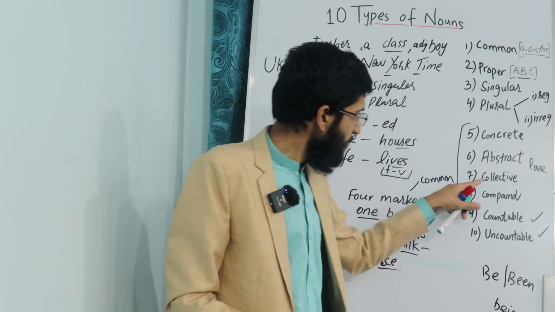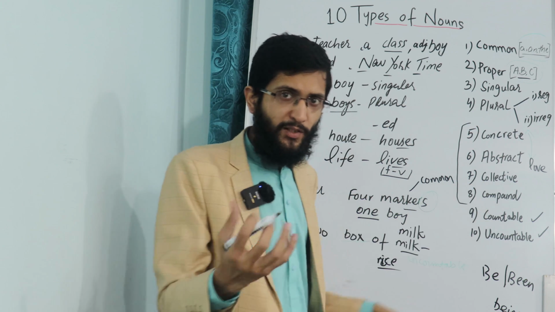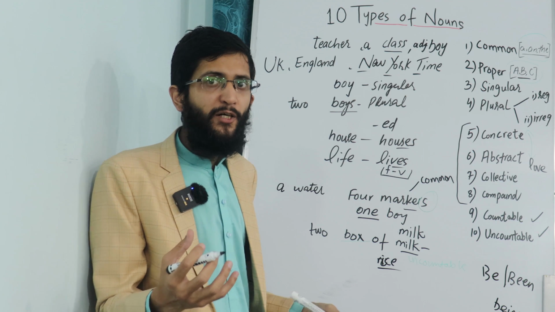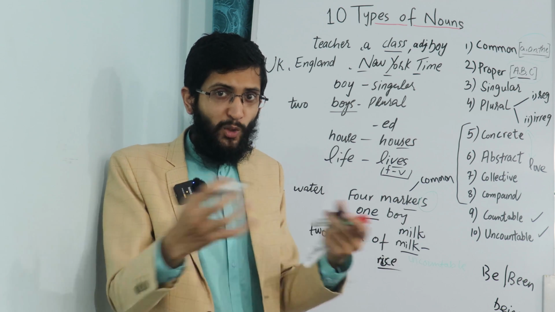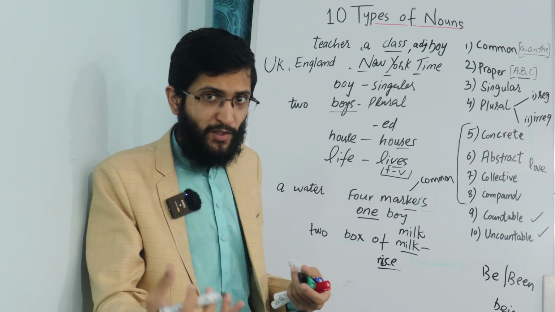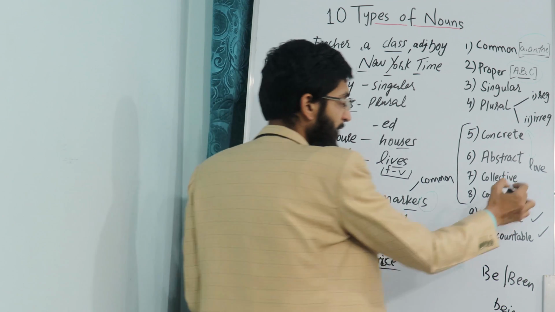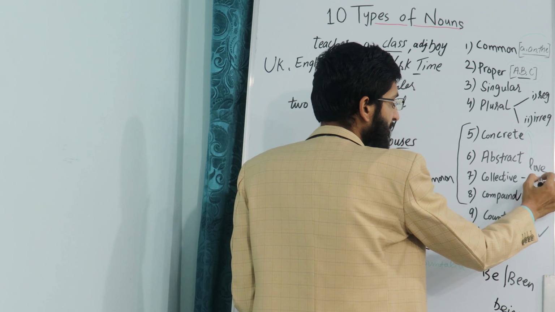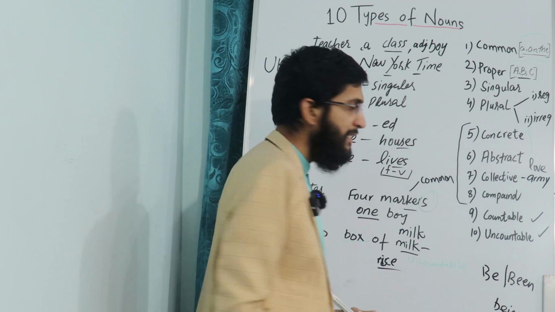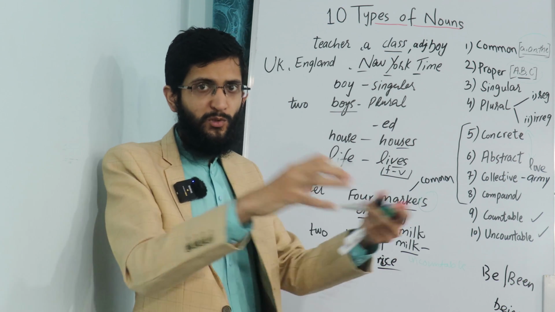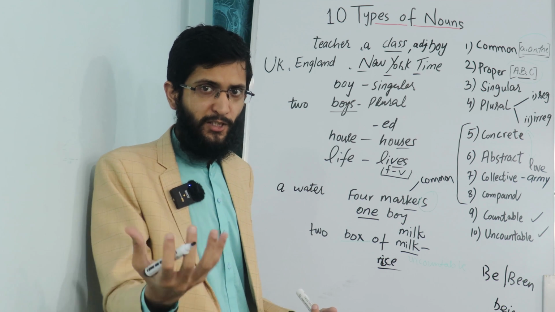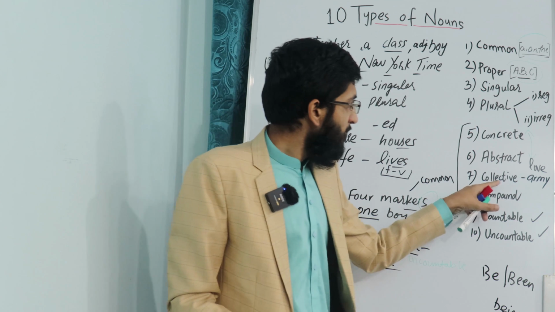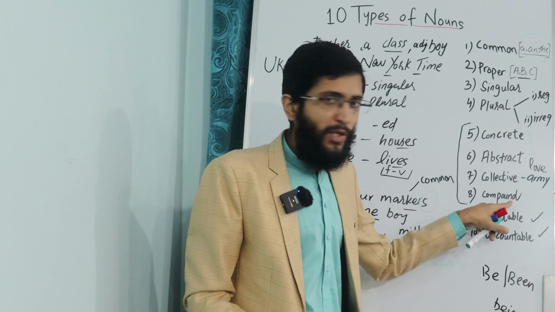Second thing, we have collective nouns. Collective nouns are those nouns which are used for a group of people, group of things as a whole, as a collection. For example, army. The word army is a collective noun. The word police is a collective noun because police is used for a group of people who are doing a certain job.